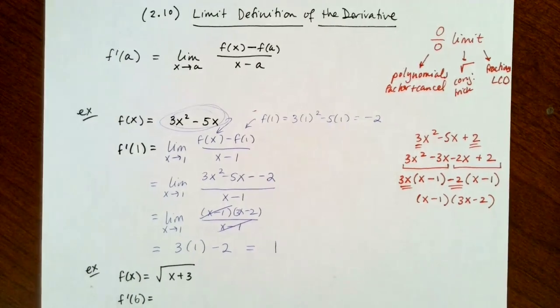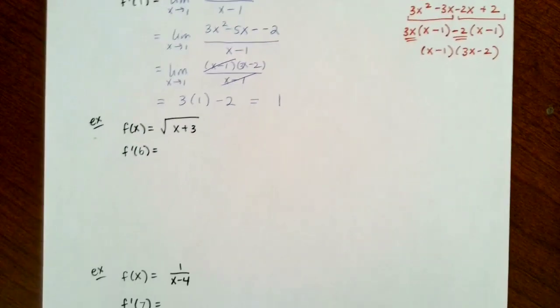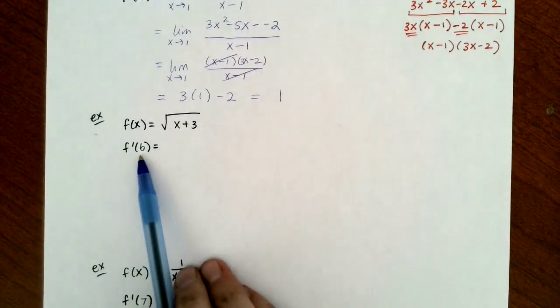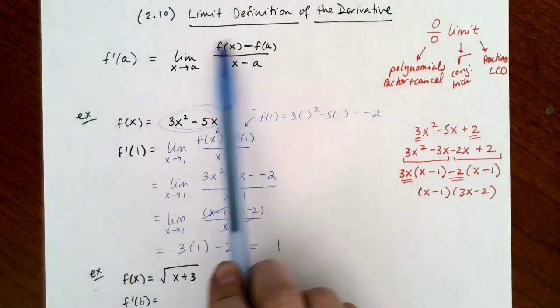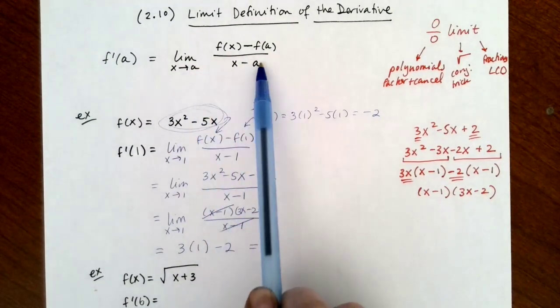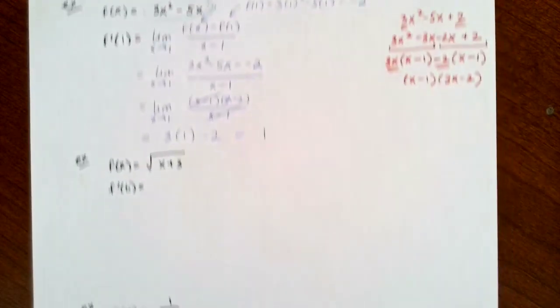All right, let's try another one. Now we have a root function, and it's asking for f prime of 6. So again, I'm going to start by just writing down this definition with a 6 in the 3 spots for a.